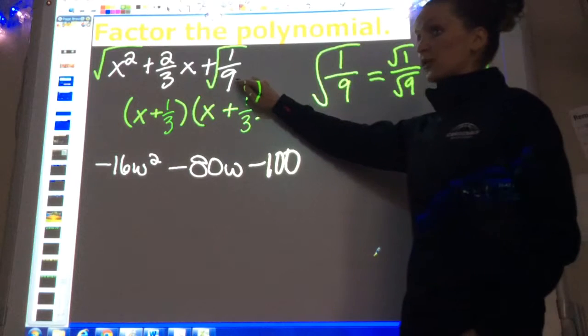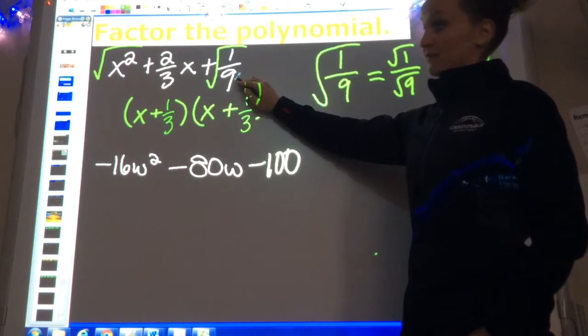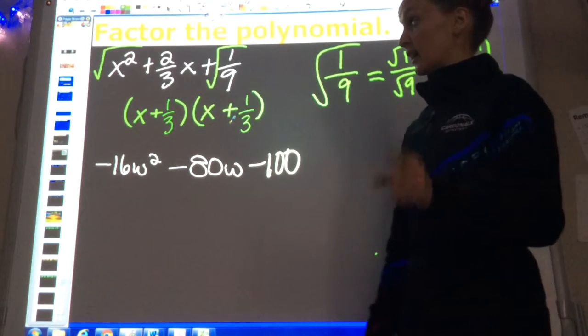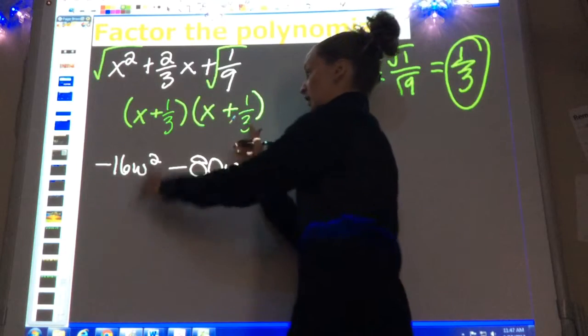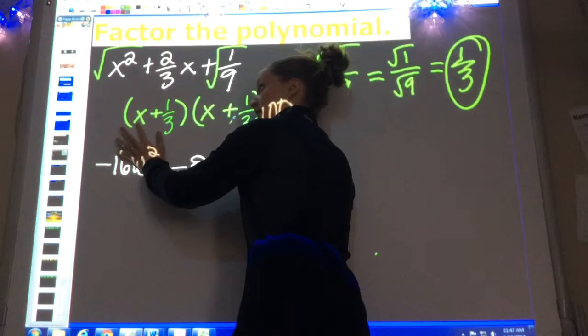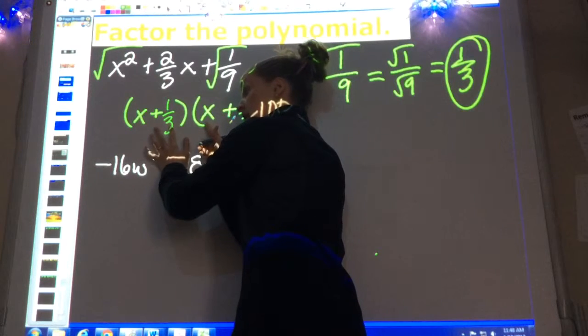If you have a fraction over here, you better have a fraction as a square root. Okay? Now, second thing, if we check our middle term, check this out. Outside times outside is going to be what? 1/3 x. Plus 1/3 x. What's our inside times inside going to be? Plus 1/3 x.